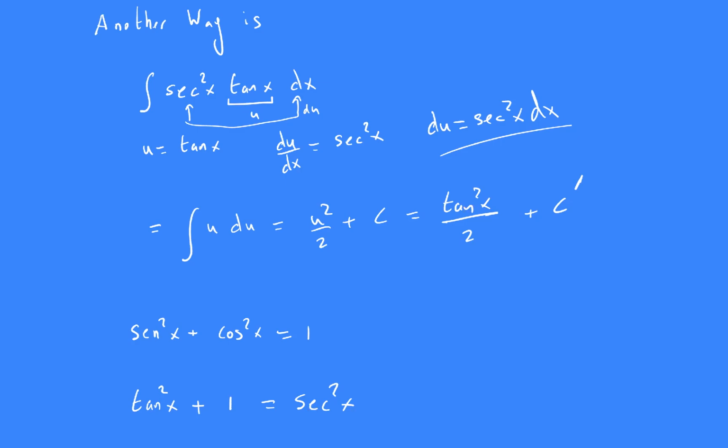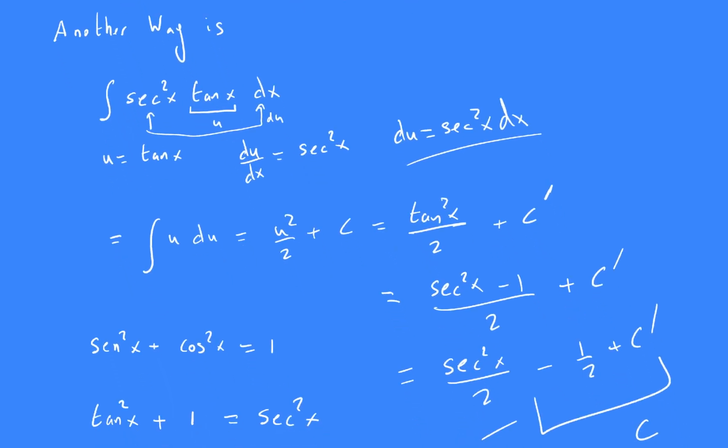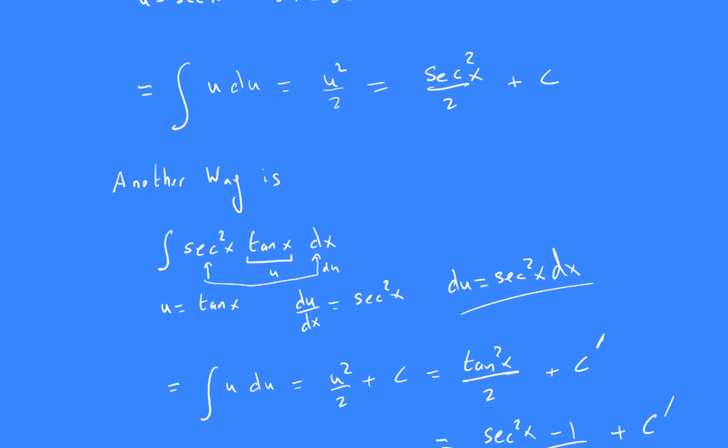So tangent square of x is secant square of x minus 1, divided by 2, plus c prime. So it will be secant square of x divided by 2 minus 1 divided by 2 plus c prime. So this is c. So it's the same solution. It looks different, but secant square of x divided by 2 plus c is the same solution as this one.